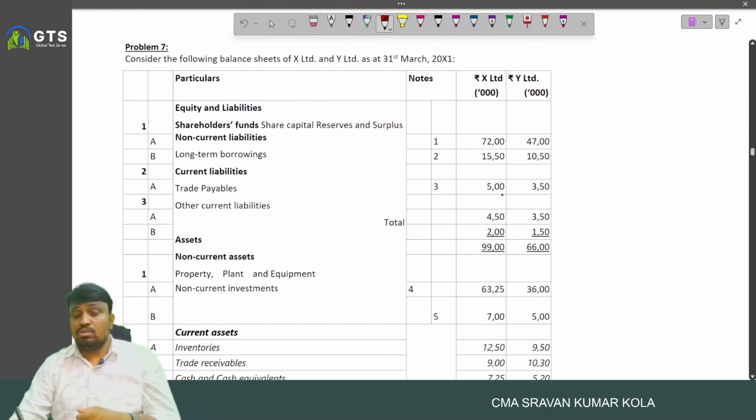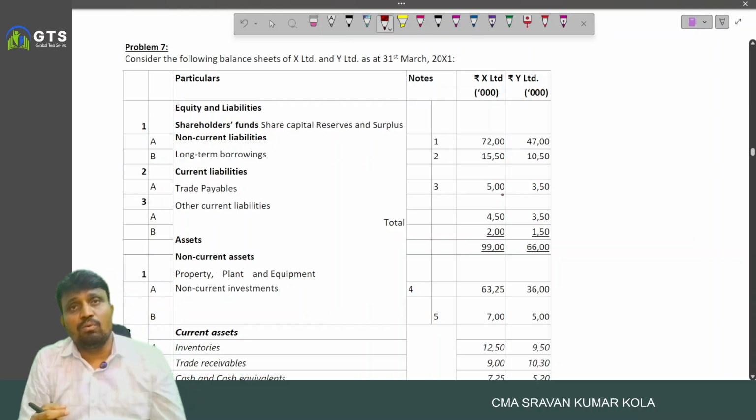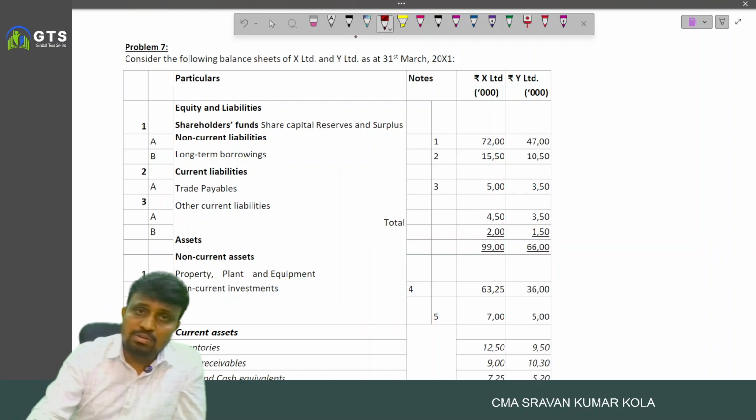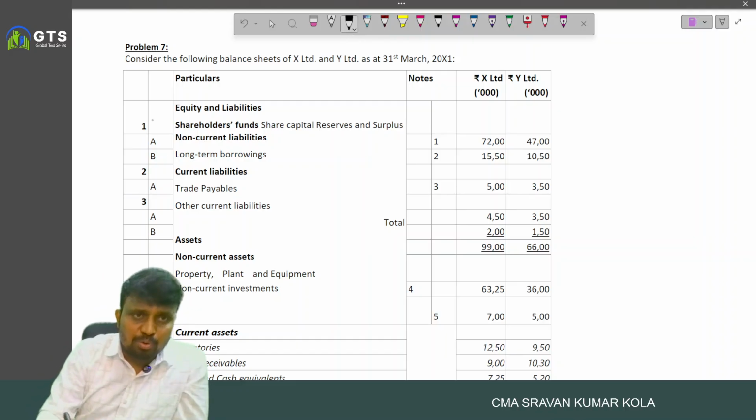So for example, in the problem, if the nature of the method is not specified, then simply follow amalgamation in the nature of purchase. Follow purchase method only. Okay, so then coming to the problem.